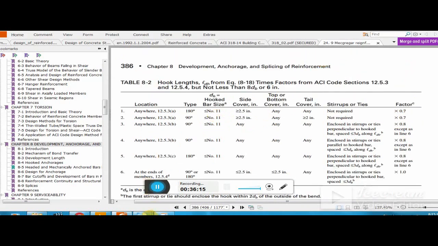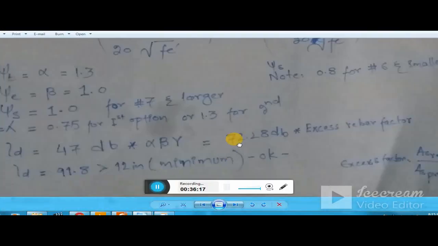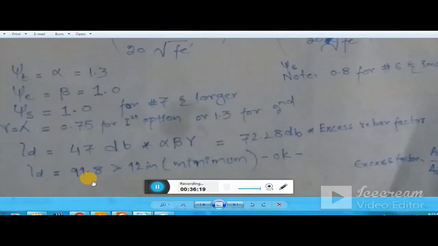So I'm not going into detail on that factor. You see we calculate ld equal to 91.8, okay, 72 point this one, multiply db, that is 1.27, multiply the factors, that is 0.8, 0.91 something, okay, and it should be greater than 12 inches. Clear? The 12 inches ld, the minimum value of the ld is 12 inches. Clear?